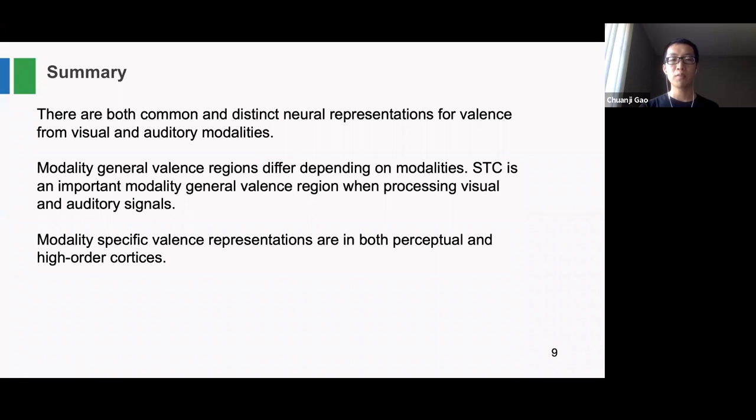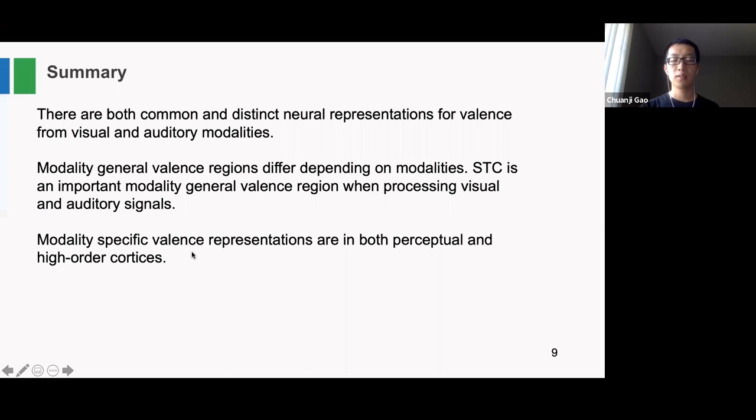So it sort of makes sense that the supratemporal cortex comes out for visual and auditory, because some of the literature shows that supratemporal is actually your audiovisual integration area. Our study also confirms the role of this brain region in representing modality-general valence. And the modality-specific valence representations we found are in both perceptual, some of them secondary perceptual cortices, and also in higher-order cortices like prefrontal cortex.